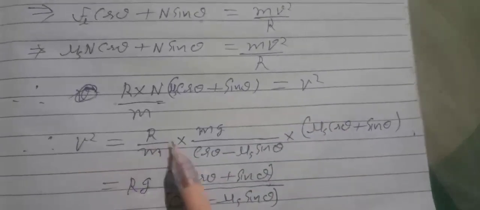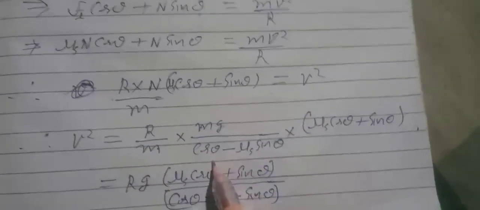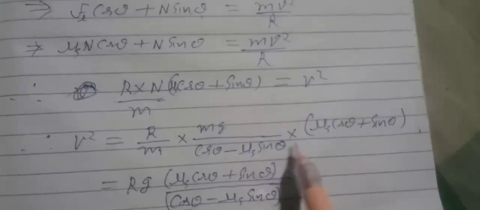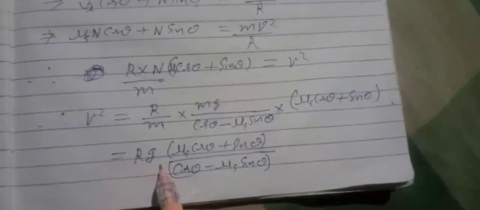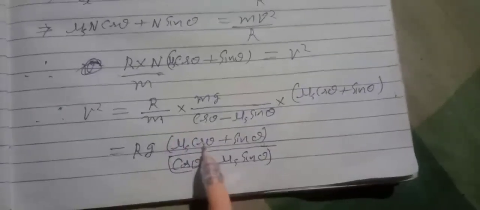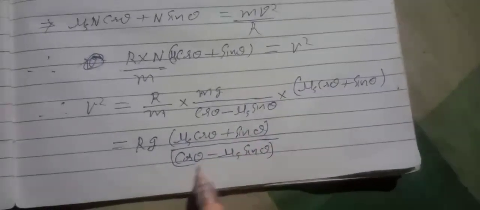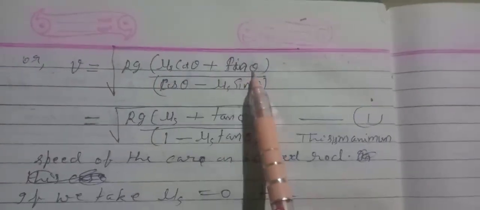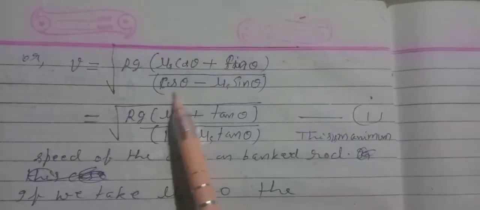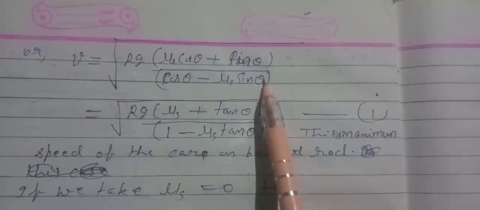Hence v square equals r by m into mg by (cos theta minus mu_s sin theta) into (mu_s cos theta plus sin theta), which gives v square equals rg into (mu_s cos theta plus sin theta) divided by (cos theta minus mu_s sin theta). So we have v equals the square root of rg into (mu_s cos theta plus sin theta) divided by (cos theta minus mu_s sin theta).